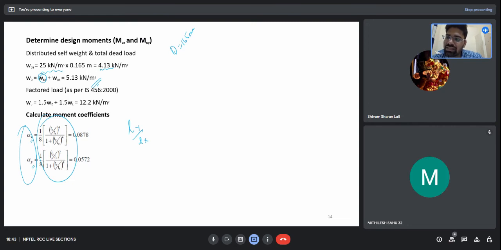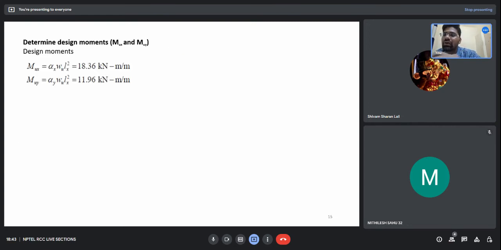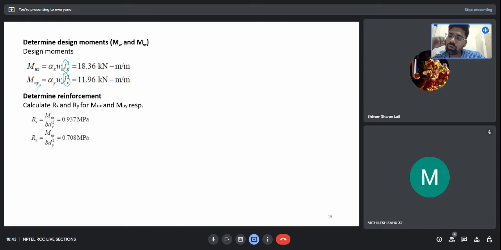Now I will calculate Mux and Muy. Mux is alpha x times w Lx square. Please remember, for both Mux and Muy, we have Lx square. Many people make mistakes: they correctly calculate Mux, but for Muy they mistakenly take Ly here. Don't do that. Now for both directions, I will calculate the percentage of steel. Before calculating the percentage of steel, I will calculate the R value. R is Mux by bd square. Many times we have seen how we do this.